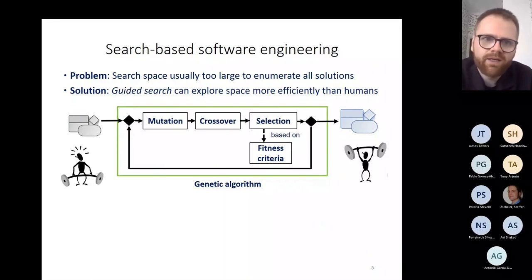And for this, we use the idea of search-based software engineering. The problem is that, in principle, one way of doing this would be just to enumerate all possible solutions. In practice, we can only do this for very small models because that quickly explodes. There are just too many options.